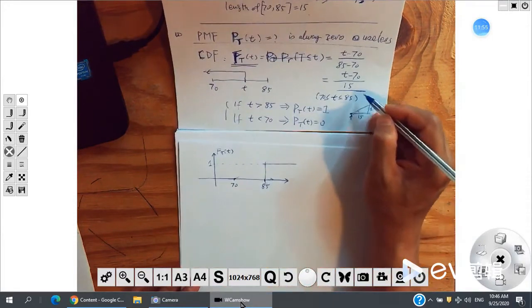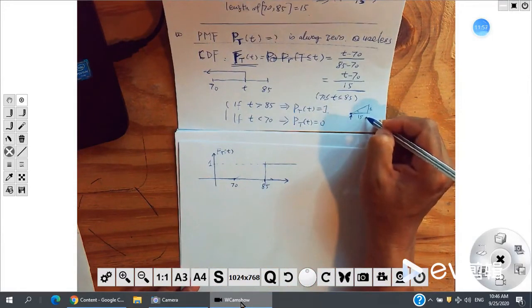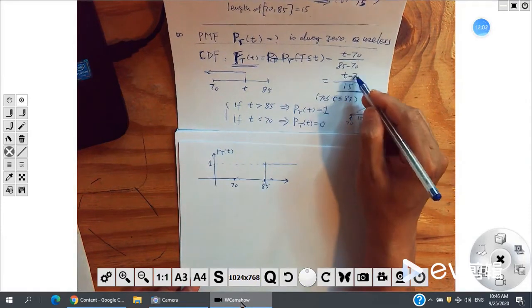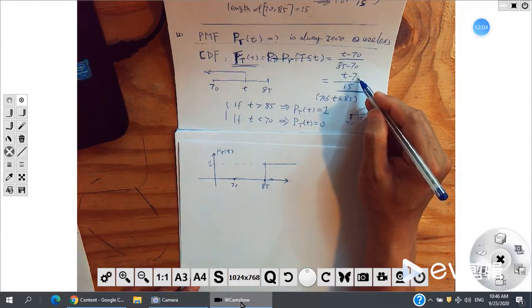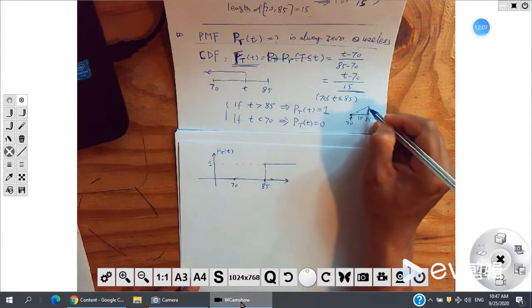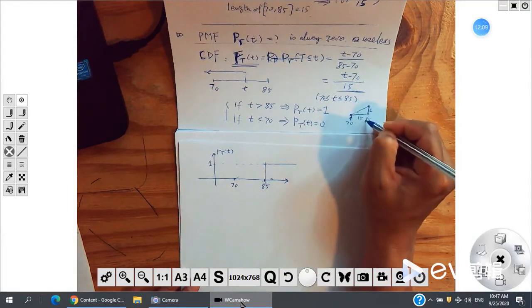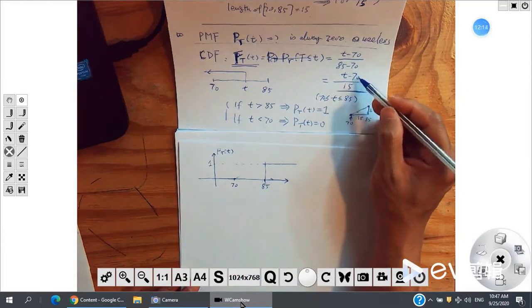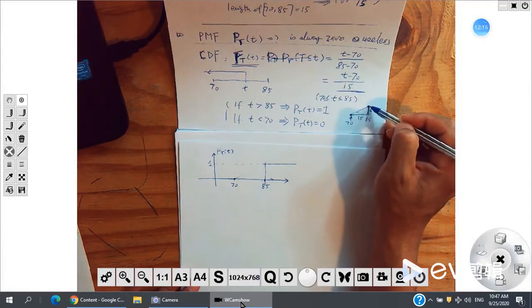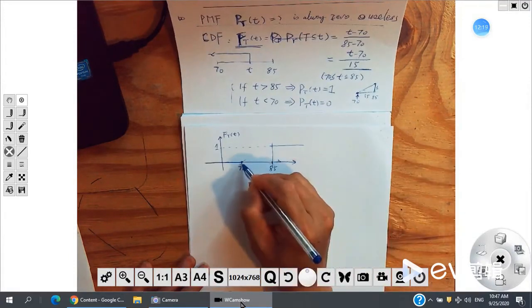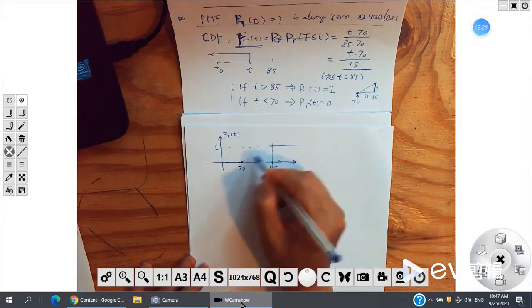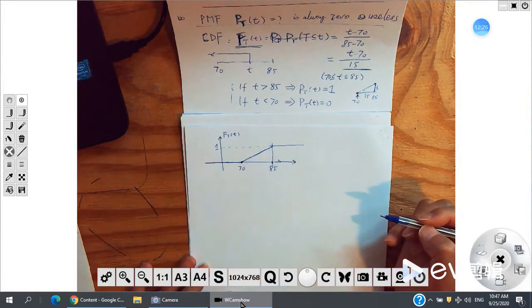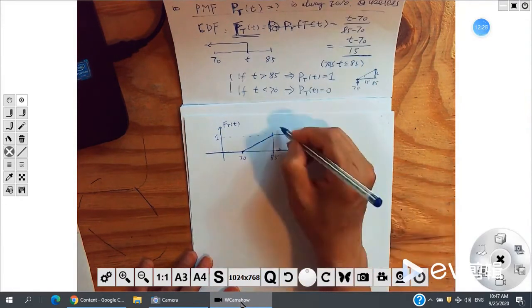And when t goes to 85, 85 minus 70 is 15, and 15 over 15 is 1. So this point is at t equal to 85. So 70 gives 0 and 85 gives 1, and this is a straight line. It looks like this. Alright, now we have the CDF.